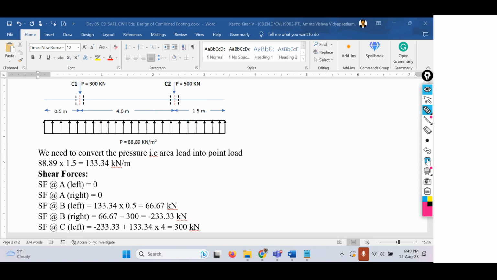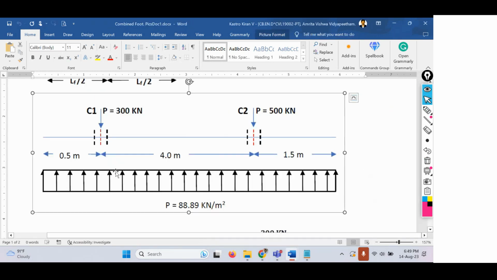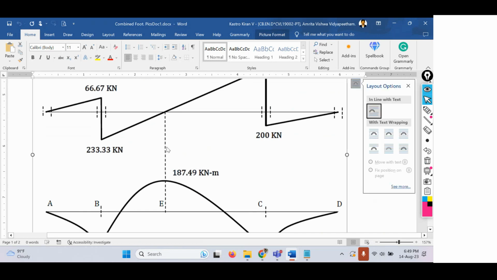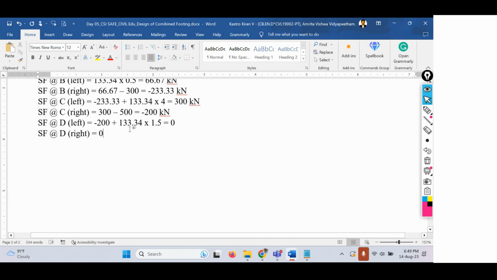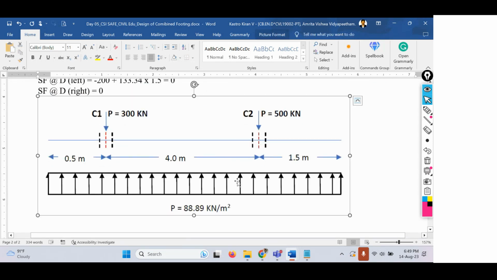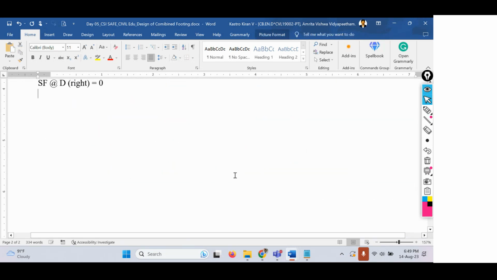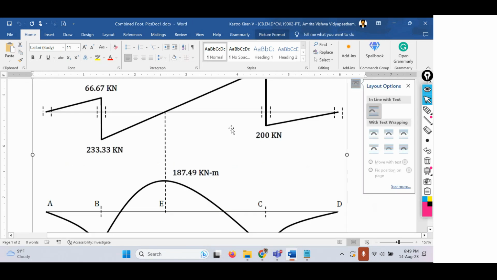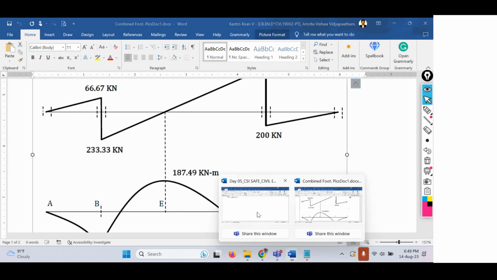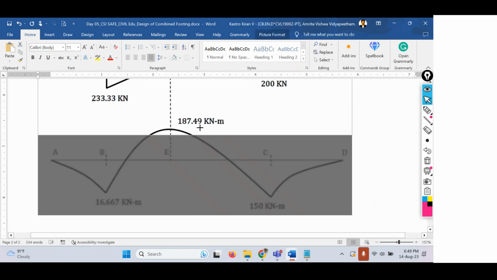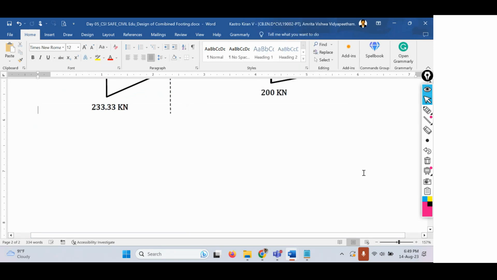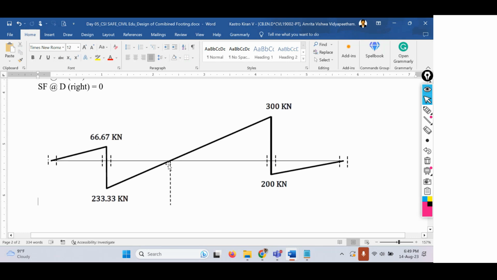Right, so let me take that diagram. I have already drawn that, so let me just copy and paste it. This is the diagram. Let me crop it to only the shear force values. Here you can see this is the point of contraflexion.